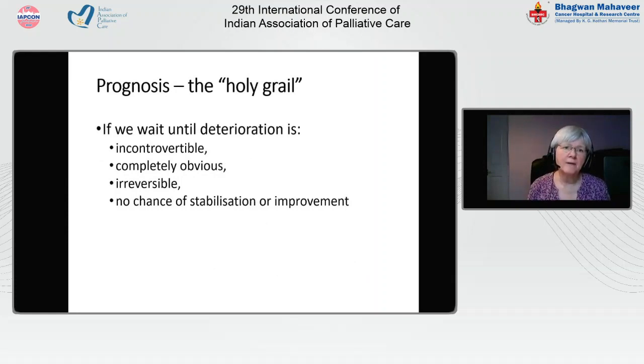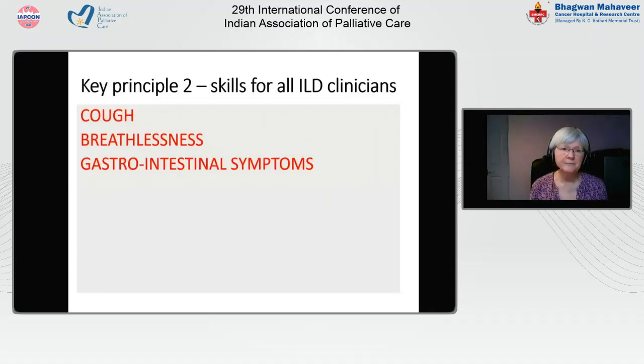Prognosis, I would therefore put to you, is a bit like the Holy Grail. If we wait until deterioration is incontrovertible, completely obvious, and irreversible, with no chance of stabilization or improvement, the patient will be dead, and you will have missed many opportunities to address serious issues in helping them live well until they die.